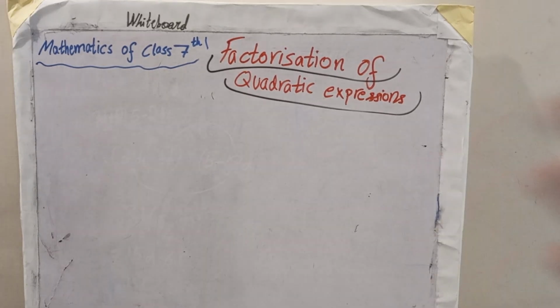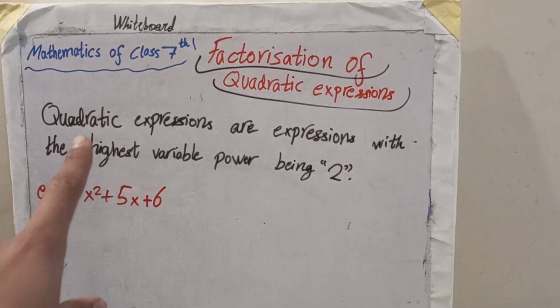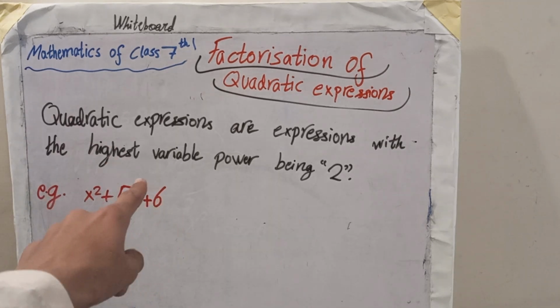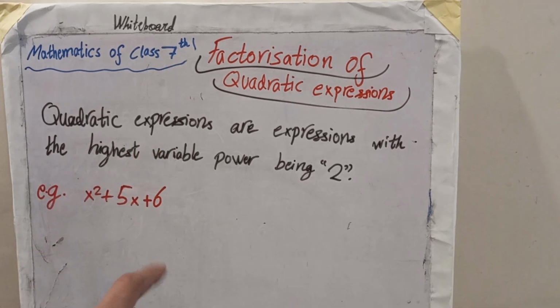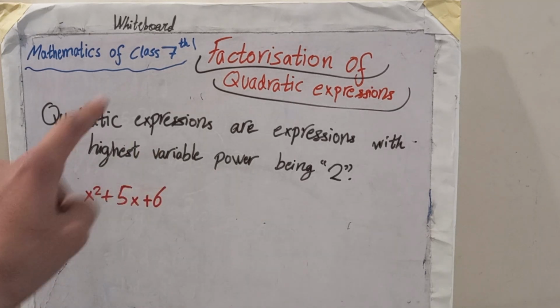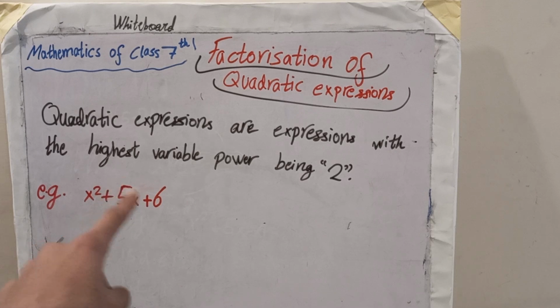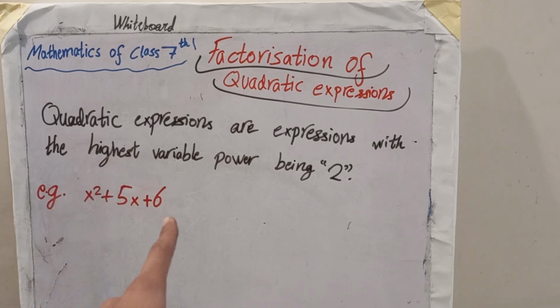Here we have the board. So first of all, what are quadratic expressions? Quadratic expressions are expressions with the highest variable power being 2. For example, x squared plus 5x plus 6. So this x has the highest power 2, so this is a quadratic expression, but you might have noticed that this x doesn't have highest power 2, it has highest power 1. Well, that is because it is the highest variable power. Highest. It can be lower than that, but it cannot be higher than that. So it's not necessary that every variable in the question has to have the power 2. So let me actually show you the solution of this expression.